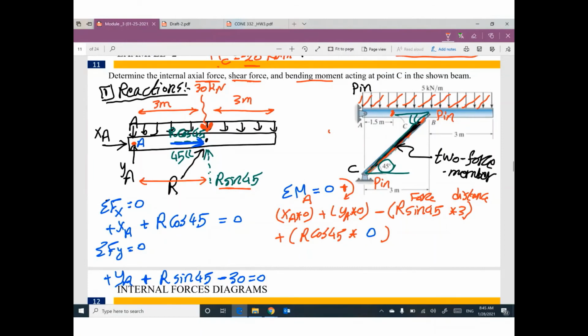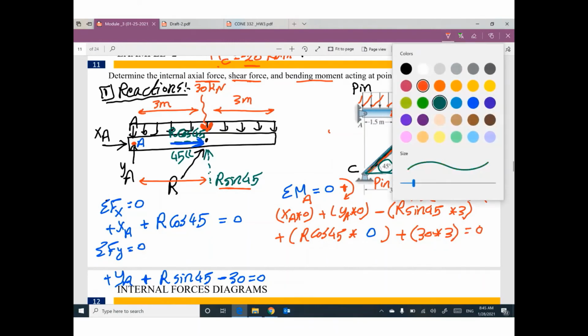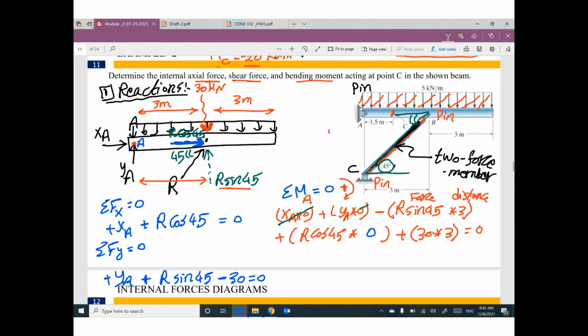What else? 30 kilonewton, which is the equivalent load, times the horizontal distance 3 equals 0. If you look at this equation, this term will be cancelled, this term will be cancelled, this term will be cancelled. The only unknown is R. I can figure out the value of R. 30 times 3, divided by 3 times sine 45. This value equals 42.42 kilonewton.